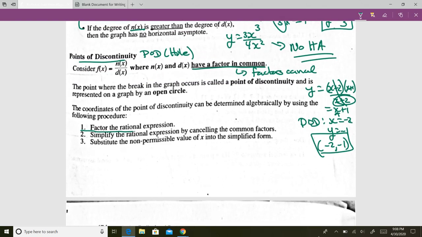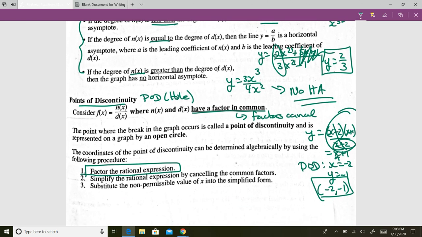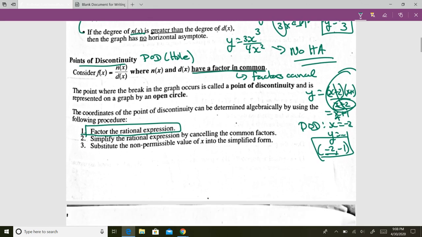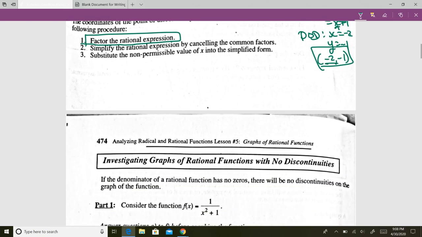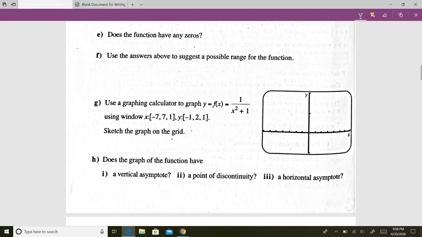The steps are fairly simple. First step, factor. You want everything to look like this, all these little brackets, okay? Simplify by canceling, like we did there, and then plug your x value into what's left over to get your POD, okay? So let's do a practice one. We're basically skipping most of this lesson. We're going right to the end.